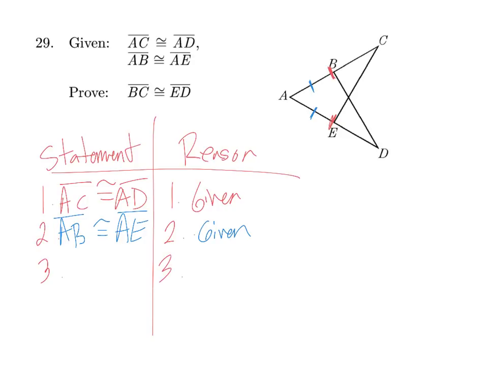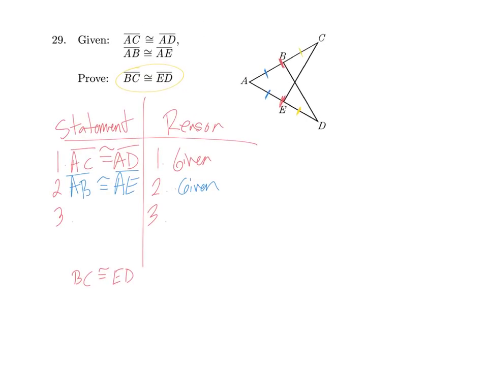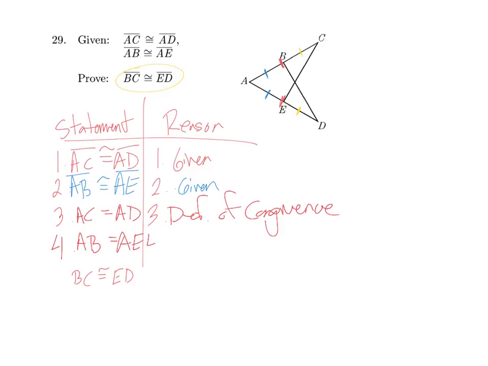All right. So they want me to prove BC is congruent to ED. All right, let me use yellow for that. Okay. All right, let's break it down. So I know AC is equal to AD. That's just definition of congruence. And then I know that AB is equal to AE. That's just definition of congruence.